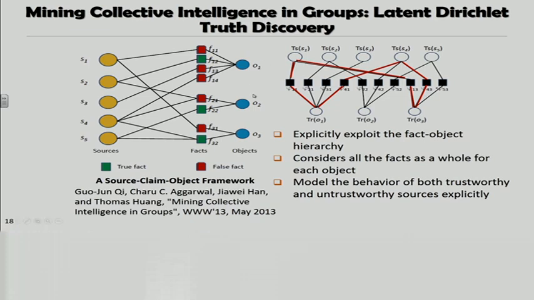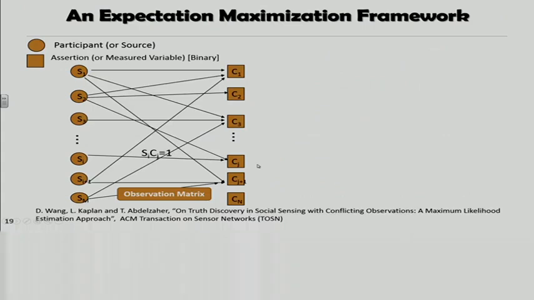So you probably can see he basically tried to group the facts and group the information provider in some kind of an object fact hierarchy, and then try to work it out. Okay. There's another one by Dong Wang, who is also from UIC, but not my group, but in Tarek Abdelzaher's group, working on using an expectation maximization framework to work this out.